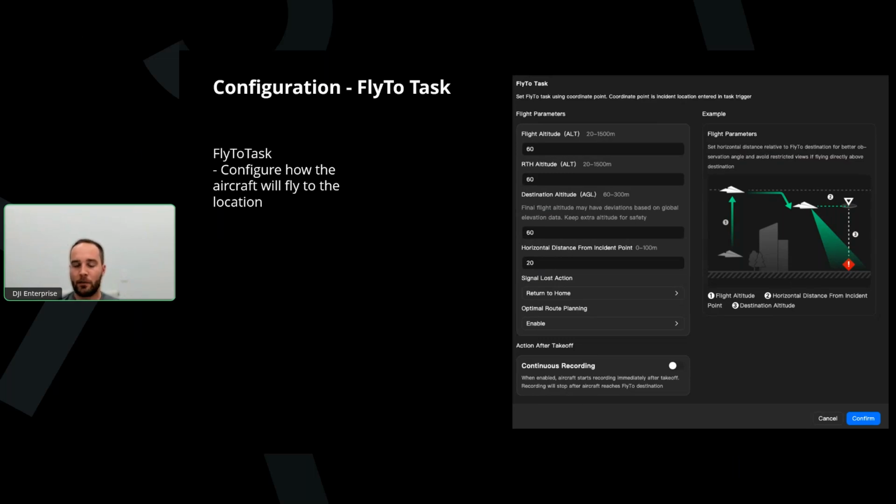And then you can enable recording from the aircraft itself as soon as it takes off from the dock, if you would like. So it'd be recording basically going the whole way there, that raw video onto the aircraft itself. Previously I've been able to set up the recording of the live stream on FlightHub 2 itself in your project settings.